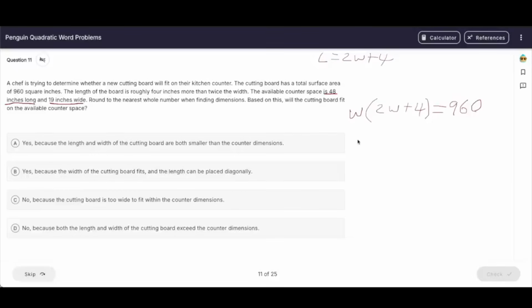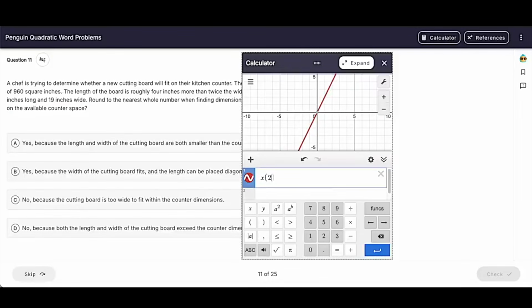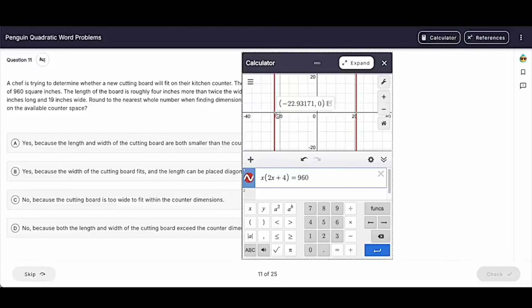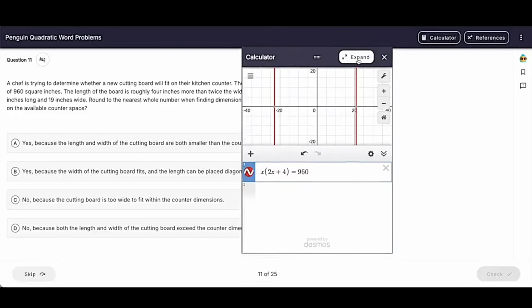So let's plug this into Desmos, and we'll switch out W for X. And that was X, 2X plus 4, and that equaled 960. With this kind of a rectangle-based question, we can ignore the negative number because obviously you can't have a negative length or a negative width. So the X that we're looking for is this one. And we're going to round up to the nearest whole number, which would be 21. So we know that our width is 21 inches. And then 2 times 21 plus 4 would be 46 inches. So our length is 46 inches.